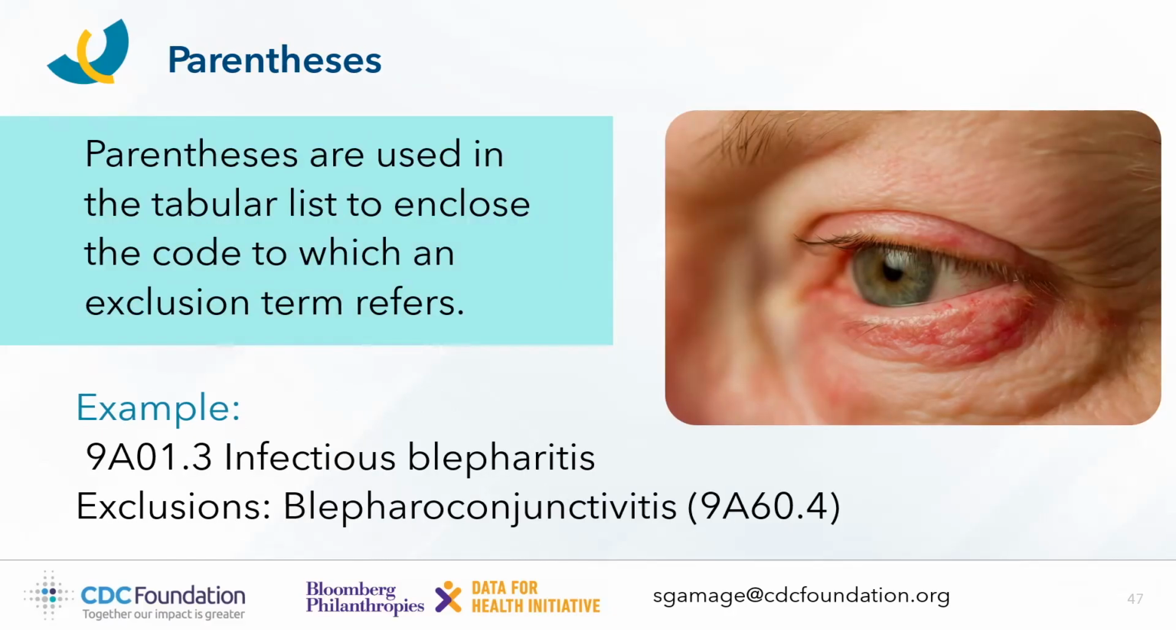Parentheses. Parentheses are used in the tabular list to enclose the code to which an exclusion term refers. For example, and we have already seen this, 9A01.3, infectious blepharitis. But blepharoconjunctivitis is excluded from this category, and the code for blepharoconjunctivitis is 9A60.4.